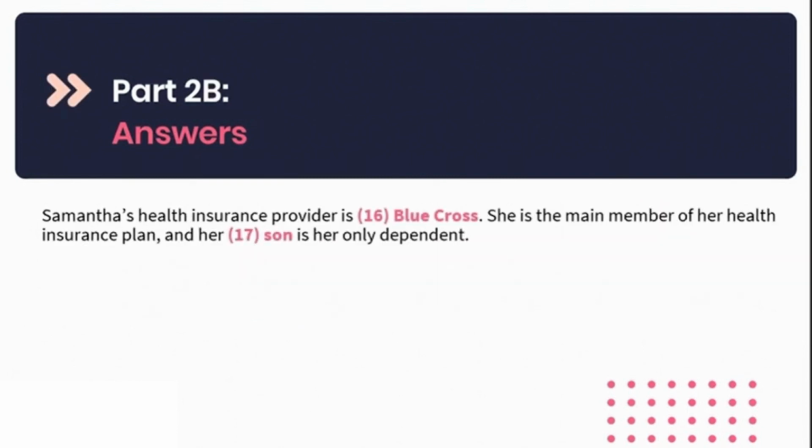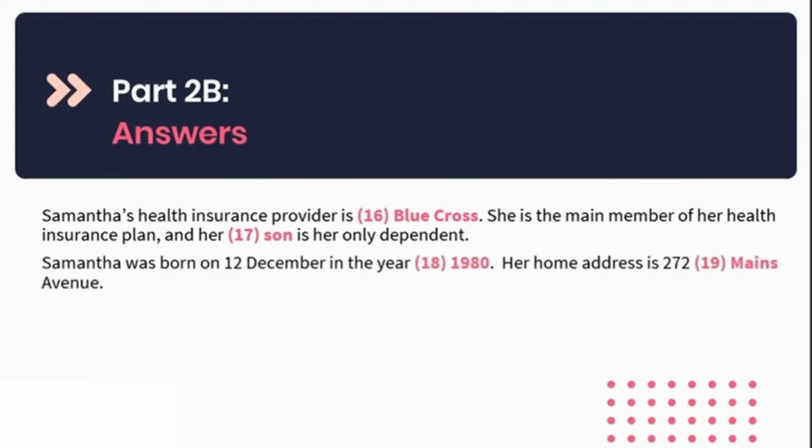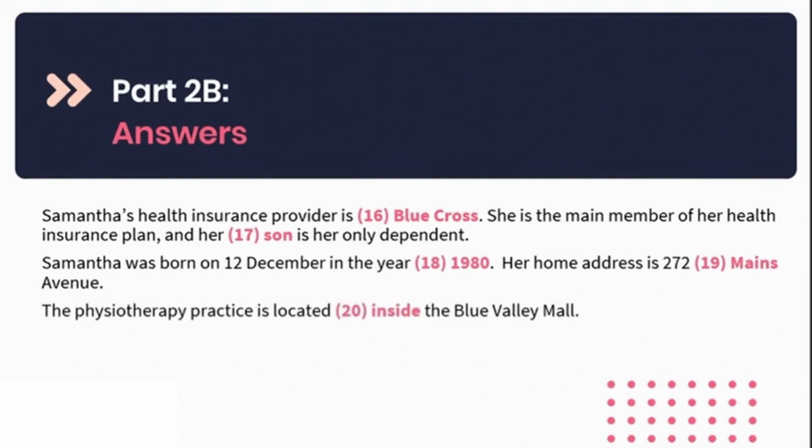Samantha's health insurance provider is Blue Cross. She is the main member of her health insurance plan, and her son is her only dependent. Samantha was born on 12 December in the year 1980. Her home address is 272 Mains Avenue. The physiotherapy practice is located inside the Blue Valley Mall.